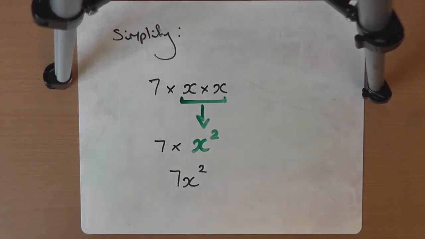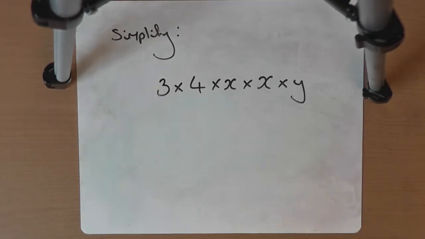It just so happens that the x and the x have combined to make an x squared. And 7 times x squared means 7 lots of that x squared. 7 lots of that particular number that x is code for, squared. Something a little longer and messier now. Simplify 3 times 4 times x times y.